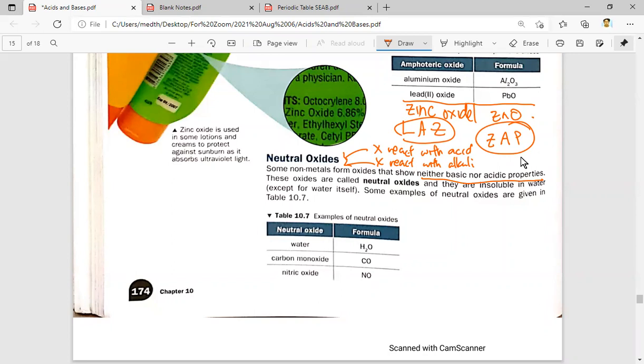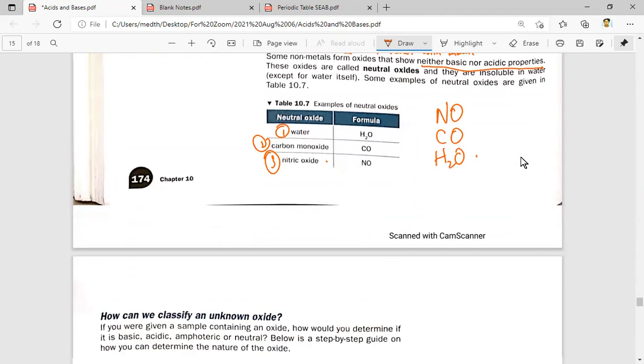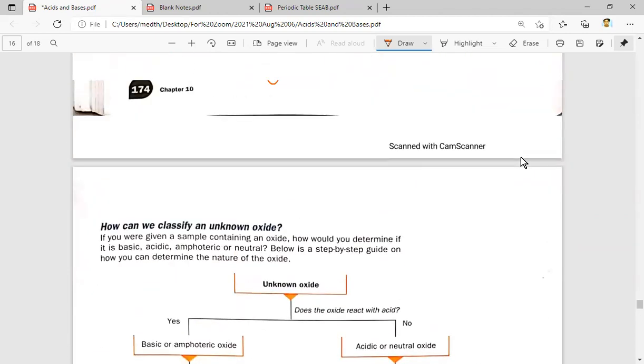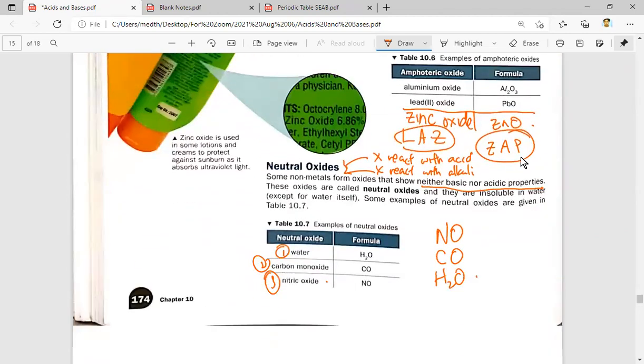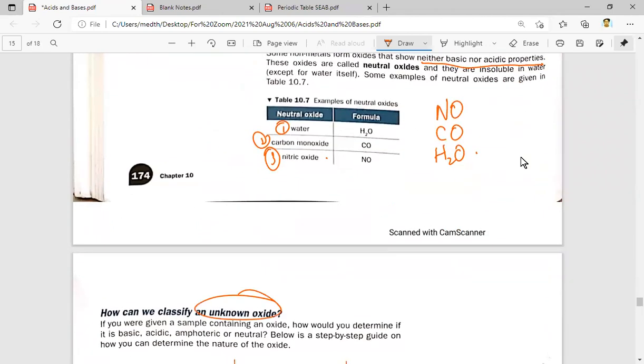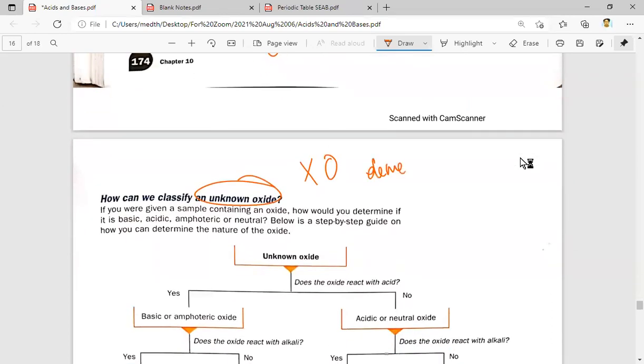So some examples in your syllabus to remember are water, carbon monoxide, and nitric oxide. 1, 2, 3. Now, how to remember this? I tell my students, remember as no cold water. So that's one simple way of remembering the three neutral oxides. So how do we classify them? After going through all this, what if I got an unknown oxide? They say, for example, XO, or element X reacts with oxygen.